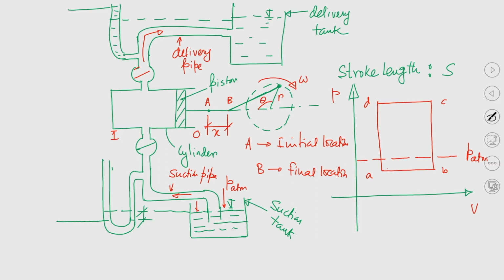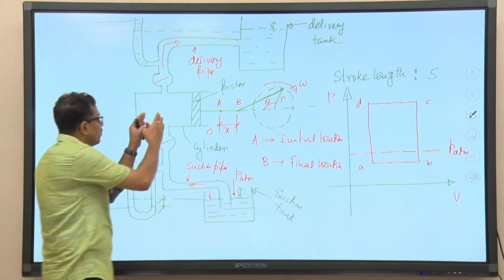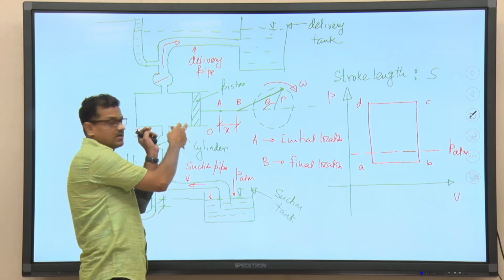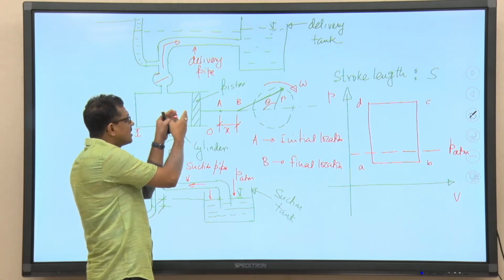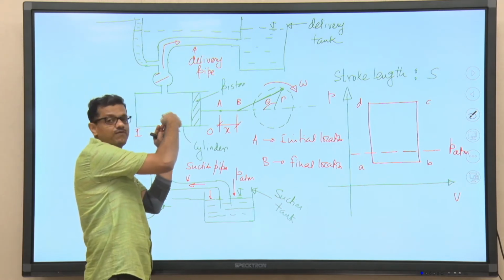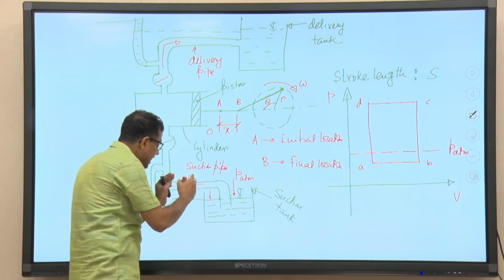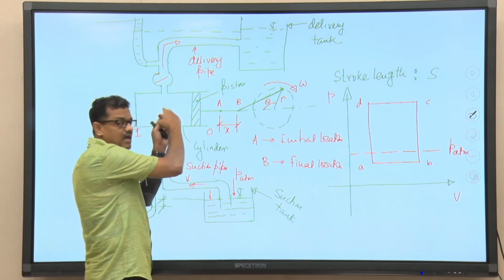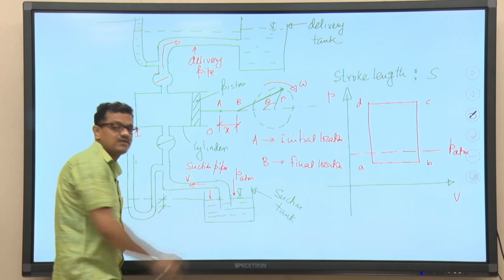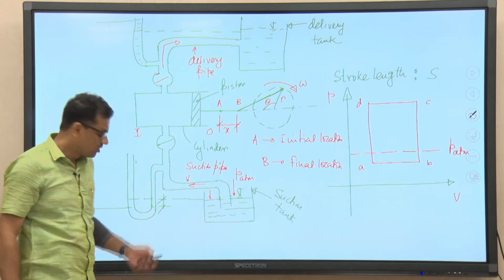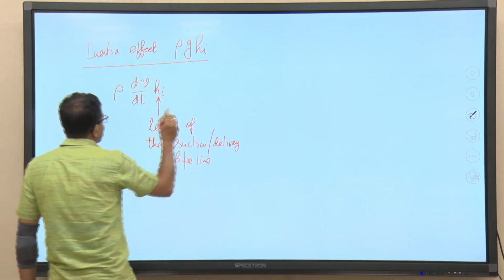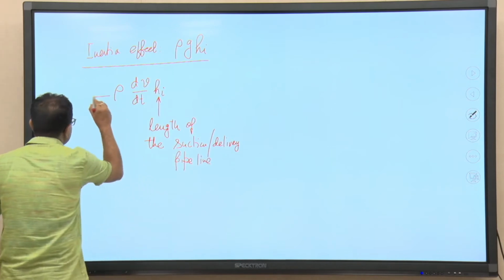Let me tell you again: when the piston is about to start its journey from the inner end to the outer end, the acceleration of the piston will try to create more vacuum inside the cylinder, so pressure will fall further, but the response to that drop in pressure will not be felt here because of the inertia of the liquid in the suction pipeline.